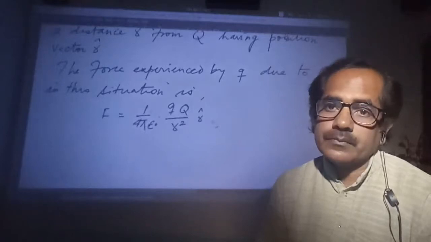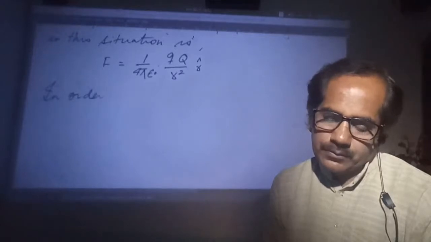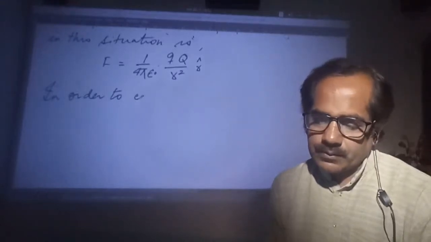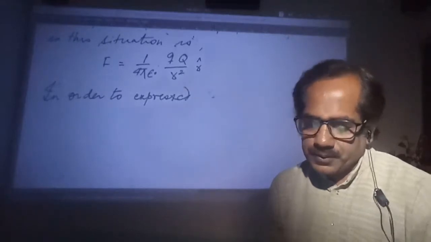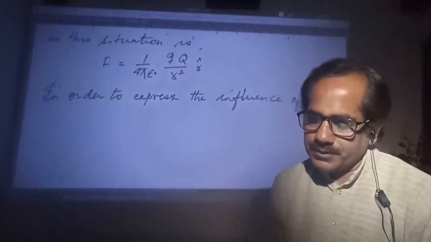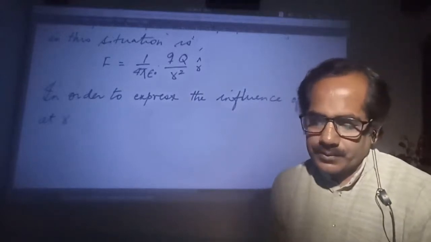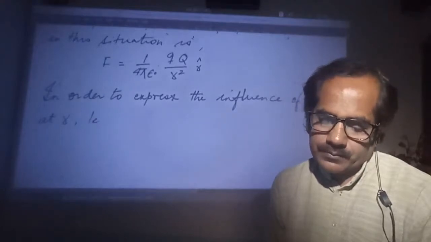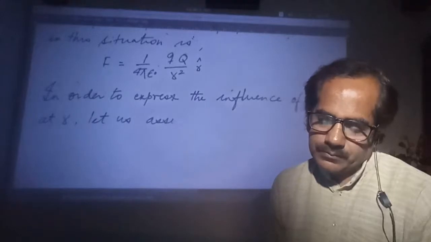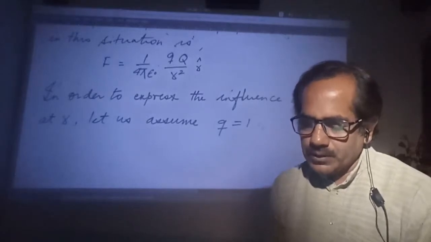Now, in order to express the influence of capital Q at r, let us assume q equal to 1, that is 1 coulomb.